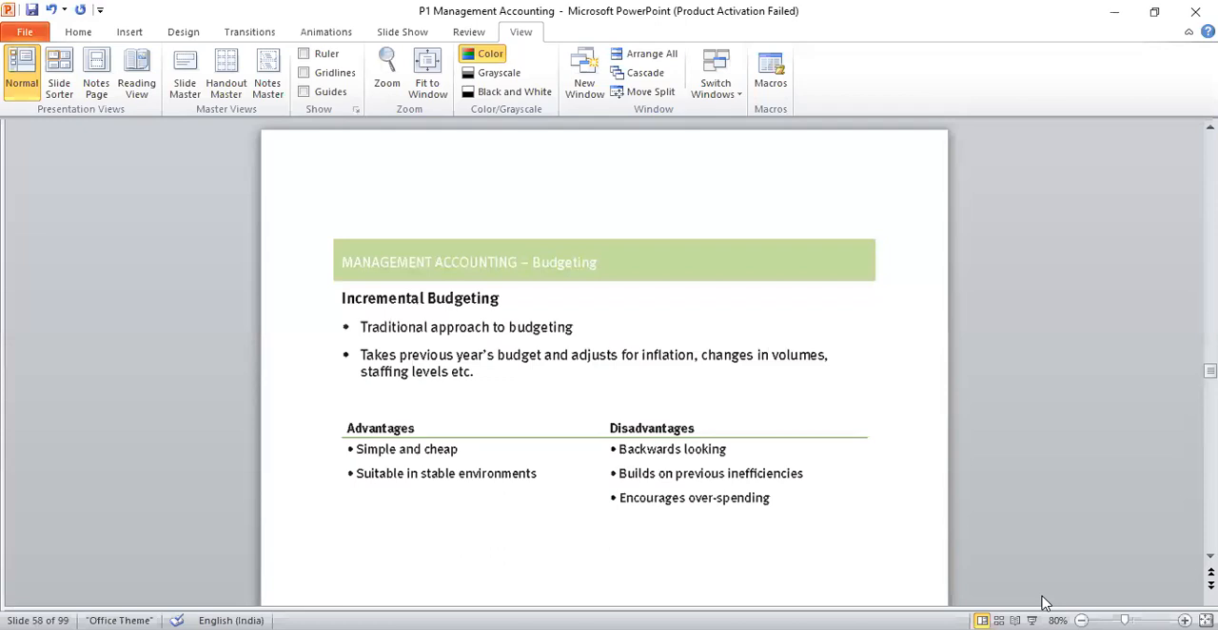Then it encourages overspending, because in the past period when they included inefficiencies and could get away very well with those inefficiencies, that will continue in the future as well, and the control concept doesn't work out. Encourages overspending.